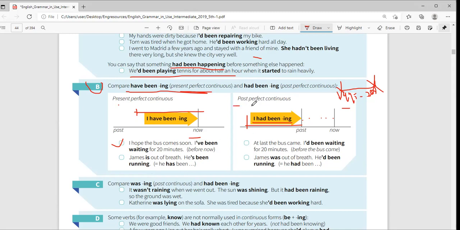What about the past perfect? Nothing comes to the present. At last, the bus came. The bus came maybe yesterday. But before the bus came yesterday, I had been waiting for 20 minutes. Today, Sagal came at 6:48. But before this time, when she came in the past, we had been waiting. Mohammed also came today at 7 o'clock. 7 o'clock is past. Now it's 7:11. Before this time, we had been waiting for Mohammed also.